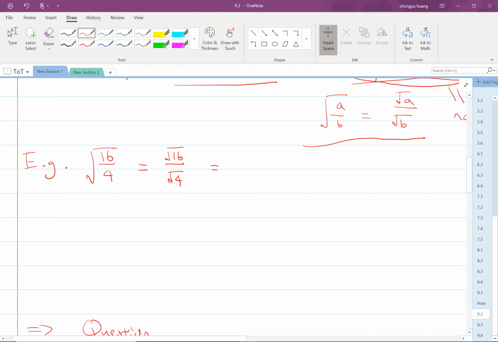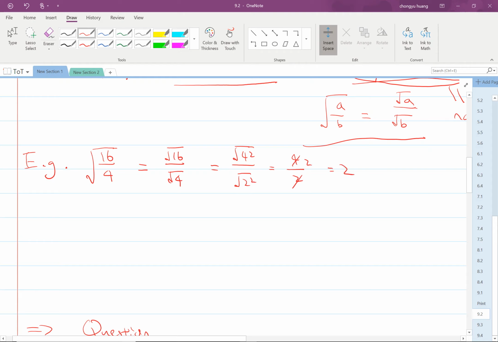So 16 is equal to 4 to the power 2. 4 is actually equal to 2 to the power 2. So it basically becomes 4 and then 2. The 2 gets cancelled, so the final solution will be 2.